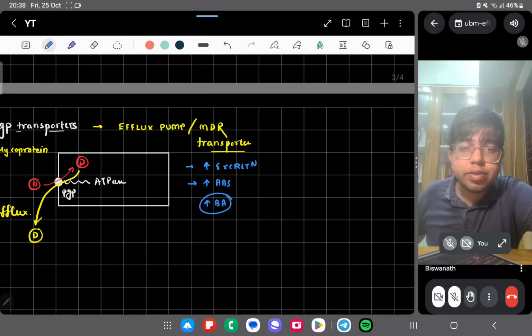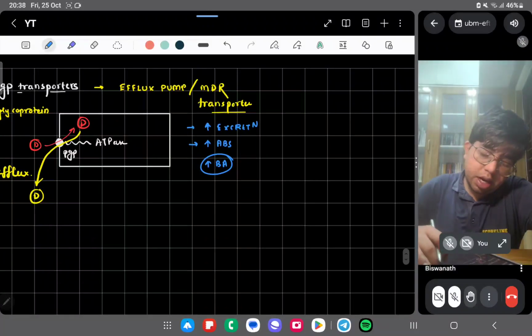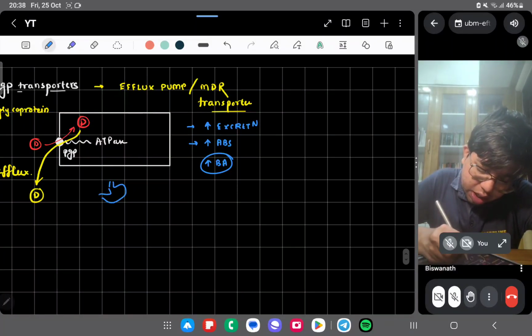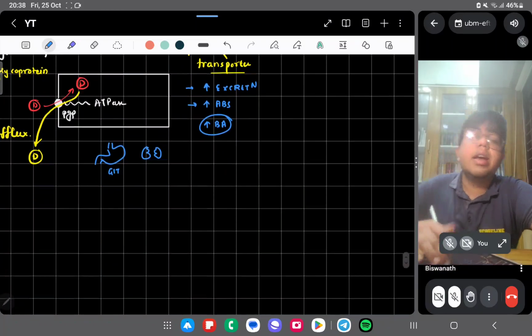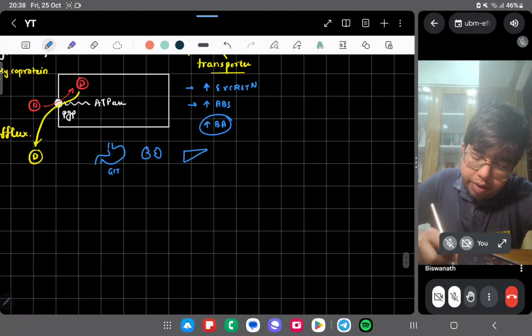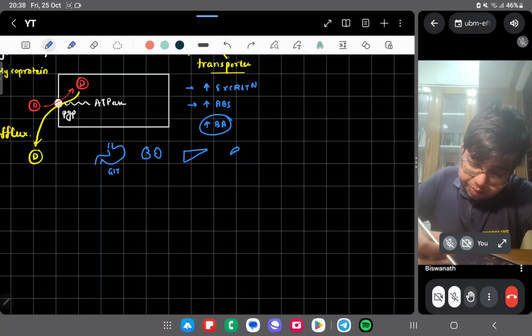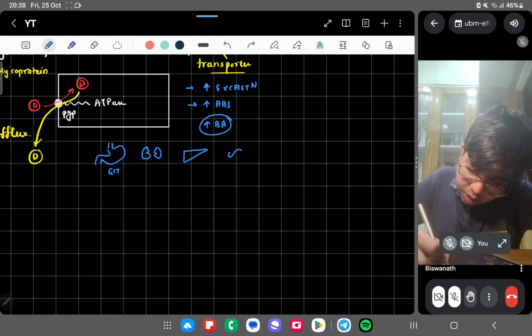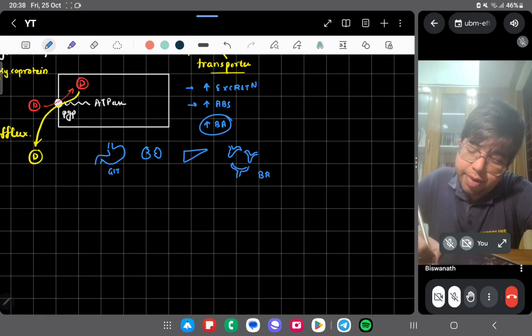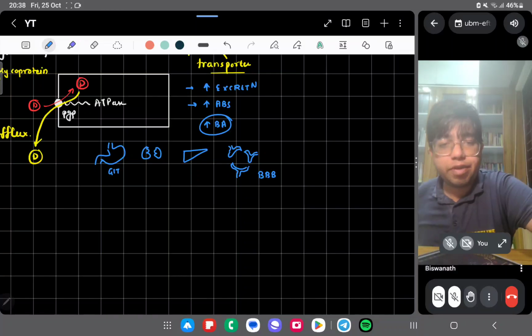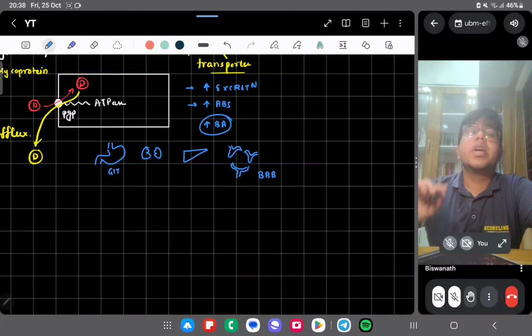Are you understanding? Right? So it is present in different organs. It is present in your GIT. It is present in your kidney, right? Liver also. And can you identify this? What is this, a barrier type of thing? Yes, blood-brain barrier. So it is present everywhere, right?